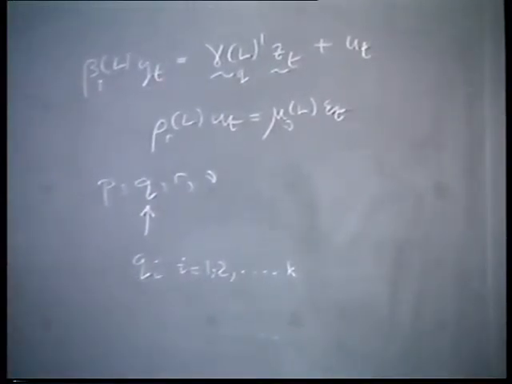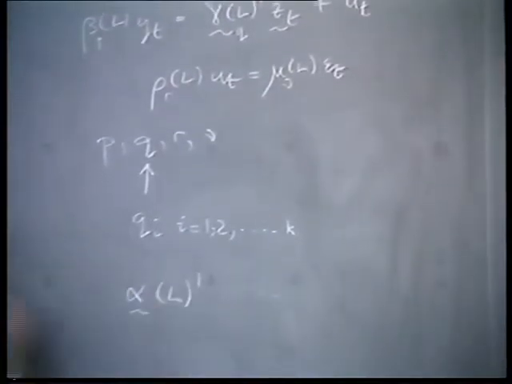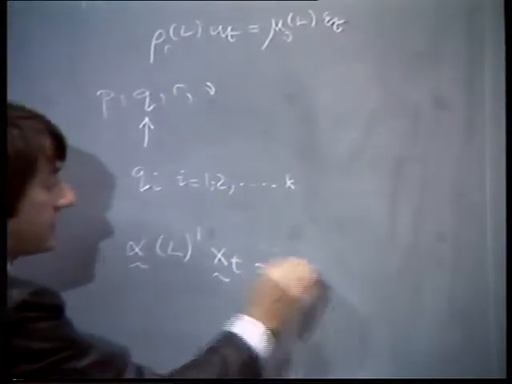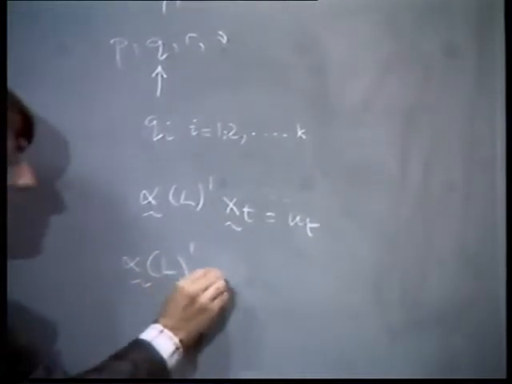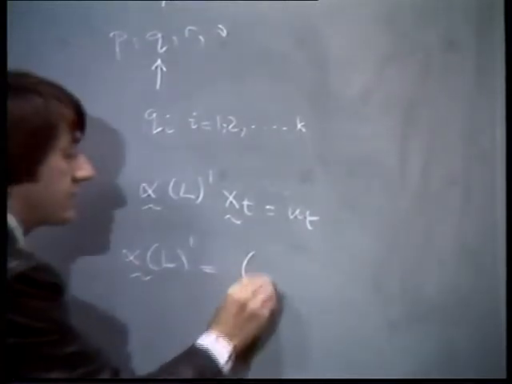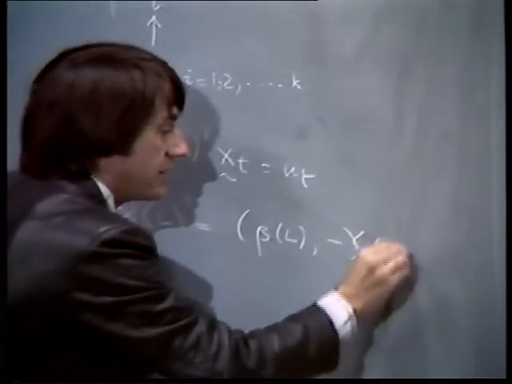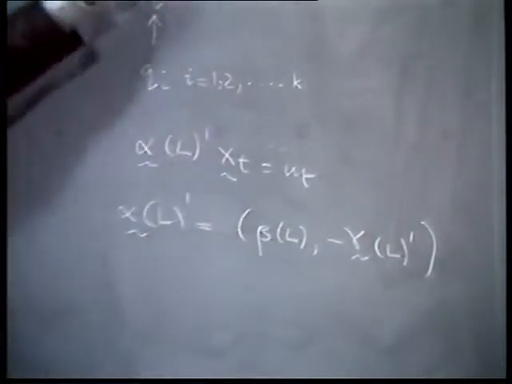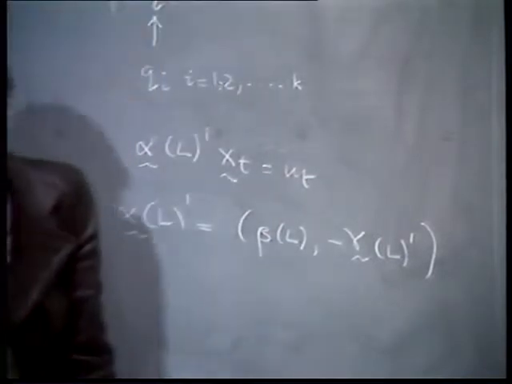I want to condense the notation and write the first equation as alpha of L xt is equal to ut, where alpha of L transpose is in fact equal to beta of L minus gamma of L transpose, and x is correspondingly the partition including y and z.